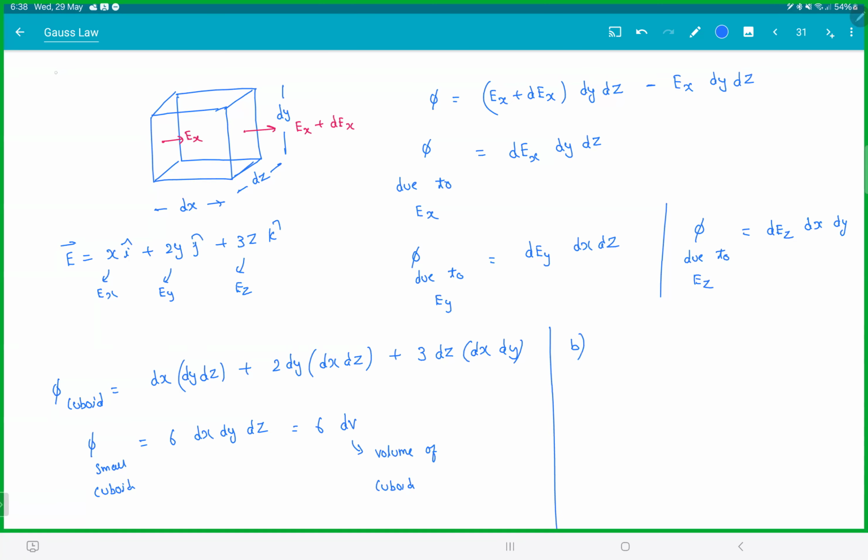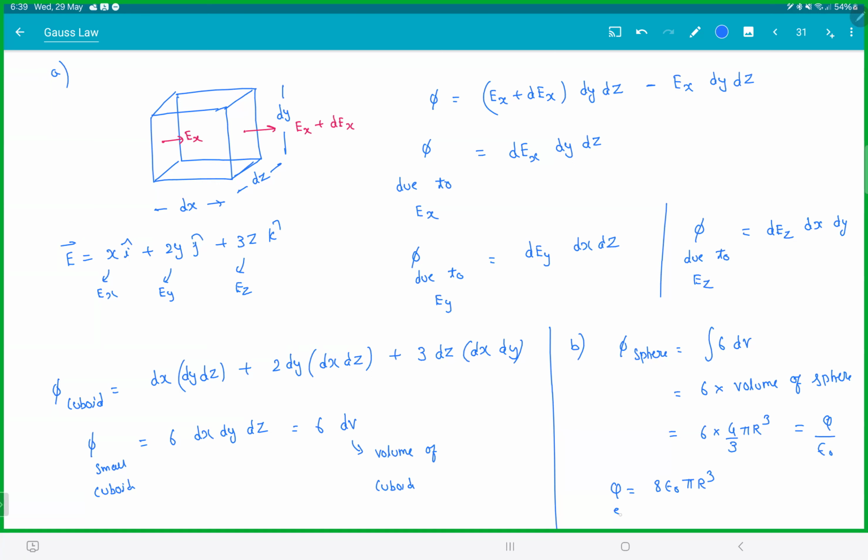And for the b part, you want flux through the sphere. You just have to integrate all the cubes. So you end up with 6 into what is the integral of dv? That is the volume of the sphere, which is 6 into 4 by 3 pi r cube. But we know flux is nothing but q by epsilon. So from there we get the charge enclosed q is equal to how much? 8 epsilon r cube pi.